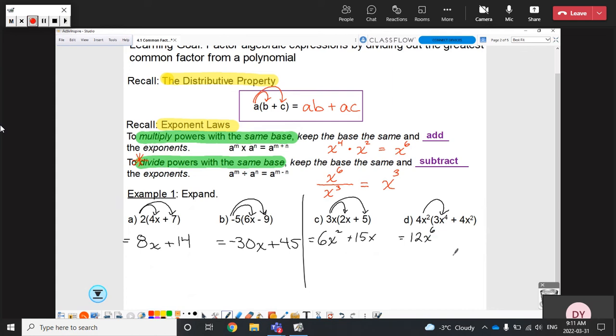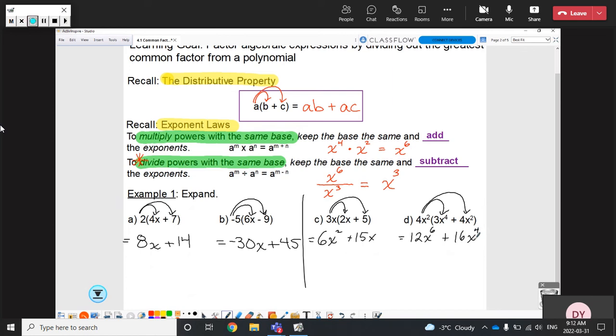And that's where you have to have that internal battle in your brain where you know you're multiplying, so you multiply numbers, but then you have to add the exponents. It's a weird battle, but I think we can see what's going on here. 4x squared times 3x to the 4 will be 12x to the 6.